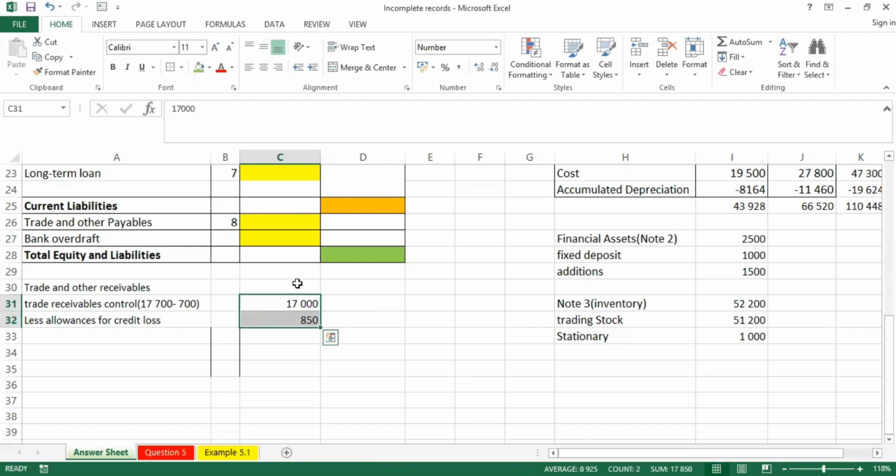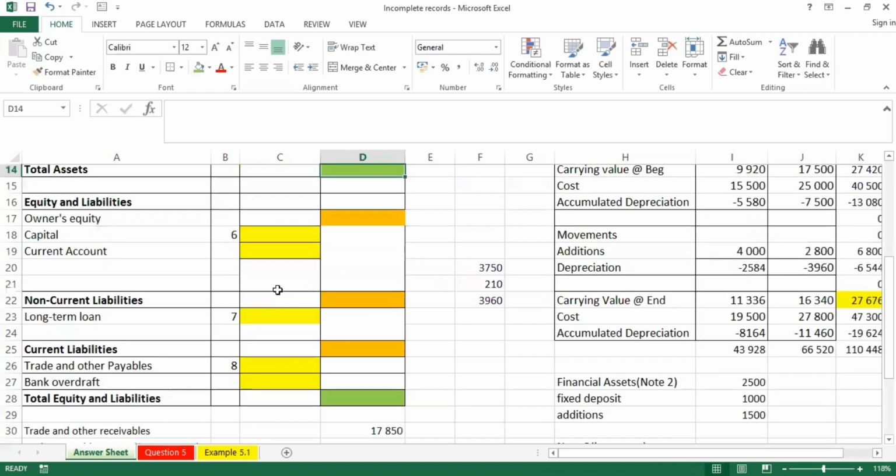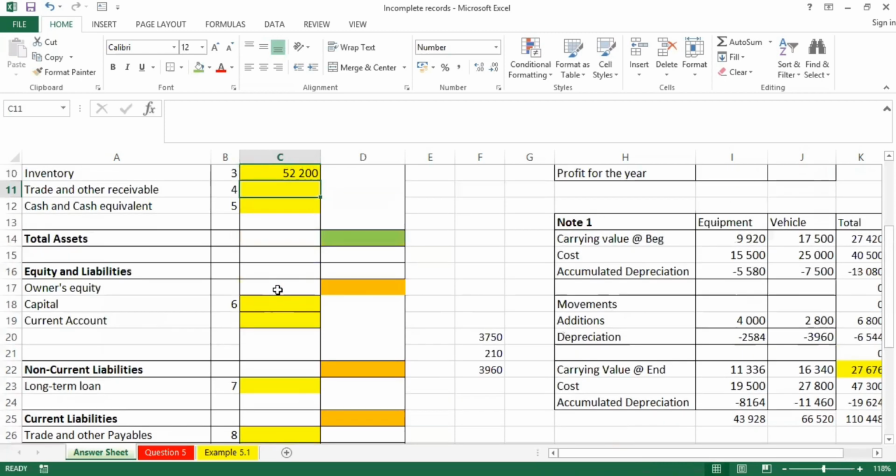When you add these two amounts, we're supposed to get our total trade and other receivables control amount. So we can already see that when we add the two amounts, we get 17,850. This is the amount you're going to write on your balance sheet for trade and other receivables, which is 17,850.